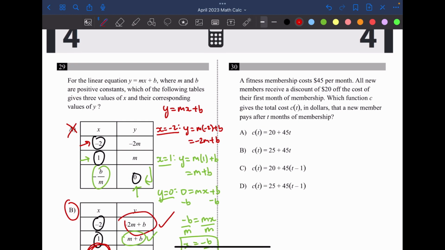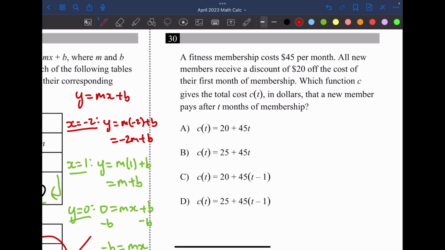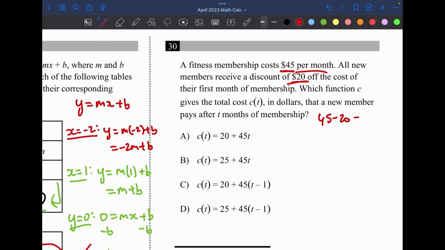Okay, question number 30. A fitness membership costs $45 per month. Then all new members receive a discount of $20 off the cost of their first month of membership. So the first month is going to be $20 off. That means 45 minus 20 is equal to 25.